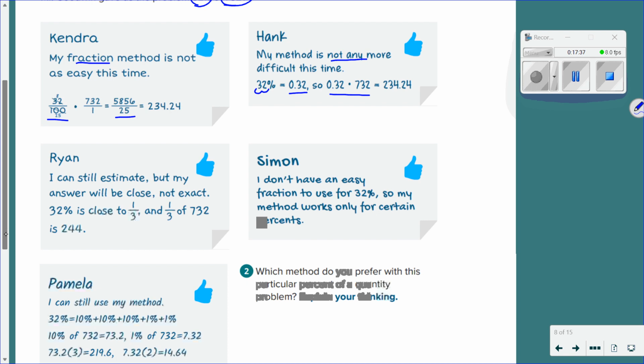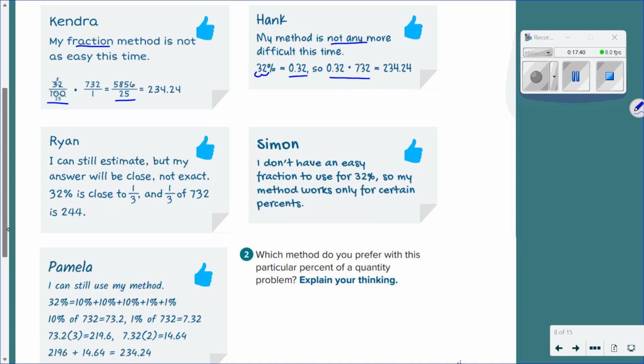Ryan says, I can still estimate, but my answer is going to be close but not exact. So like 32% is close to a third. A third of 730 is 244, but that's not going to give you the exact answer. So Ryan's already quickly falling by the wayside. His method is going to be very limited in when you can use it.